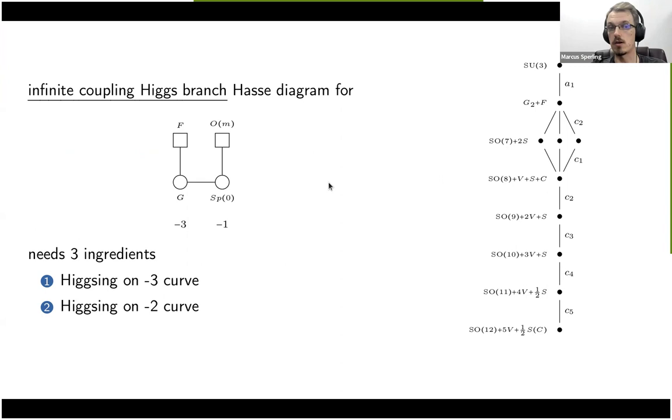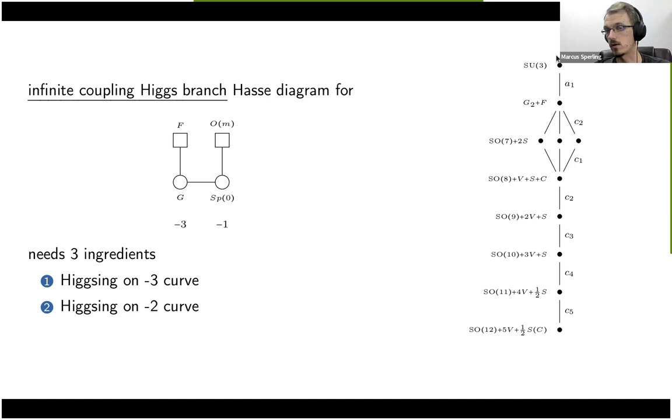Right. So now we can generalize this by keeping the minus one minimal and allowing other gauge groups to be living on the minus three. And then we want to ask, what is the infinite coupling Higgs branch Hasse diagram for this object? In order to determine it, essentially we need three ingredients. We just need to understand where the different Higgs moduli are coming from. So if G happens to be not SU(3), so not the minimal gauge algebra supported on a minus three curve, you can do standard partial Higgsing on that gauge group, and you can reduce it along. So that is basically on the right hand side. One of the maximal groups supported on minus three is an SO(12) with some fundamentals or some vectors and some spinors. And then you can partially Higgs it all the way down to SU(3).